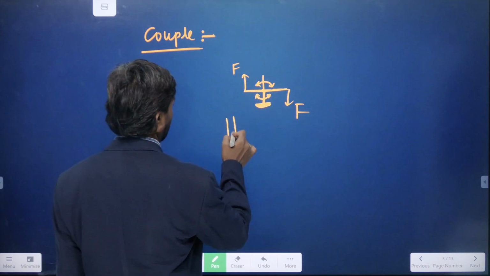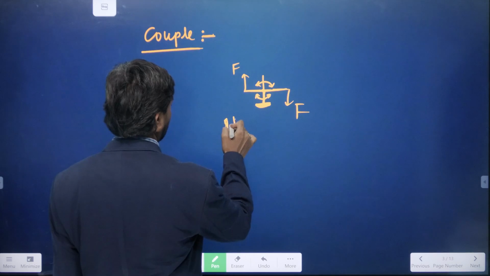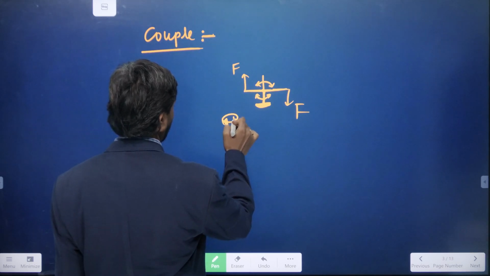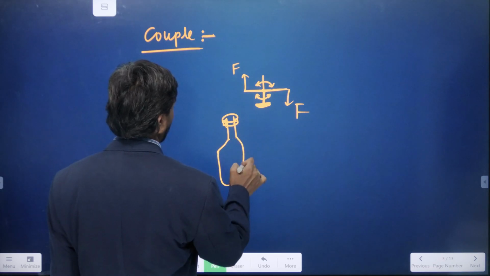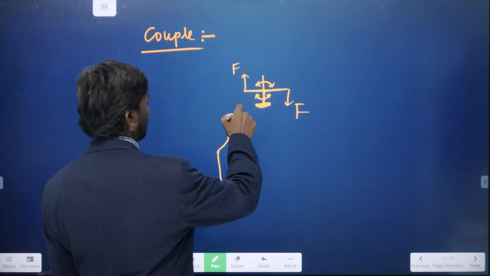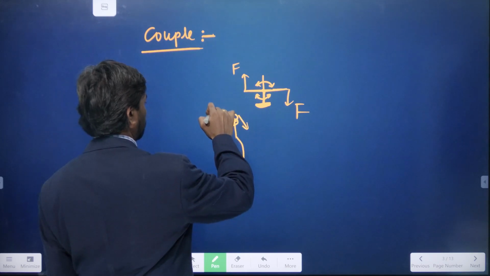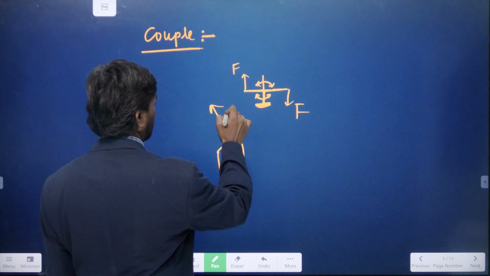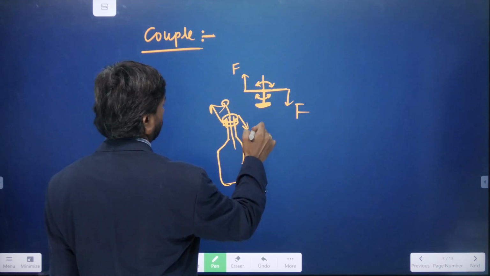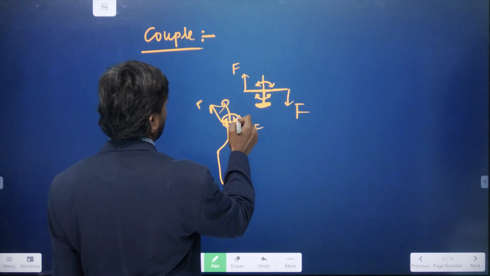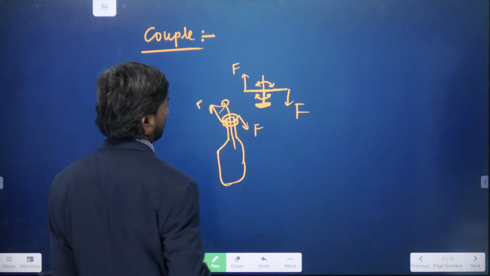So for a bottle, there is a cap, no? This cap can also be opened easily. So for the cap, we apply the force here like this, and we apply the force here like this, and it is rotating about this axis. So it will be rotated about this axis, and these forces are equal, and here there is a perpendicular distance from here to here.